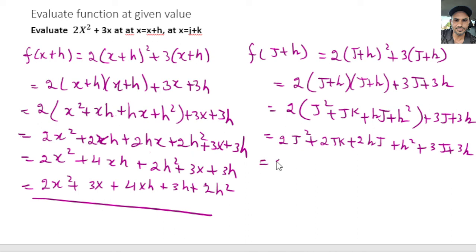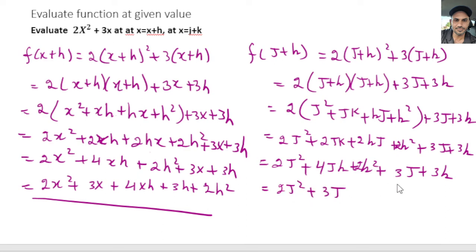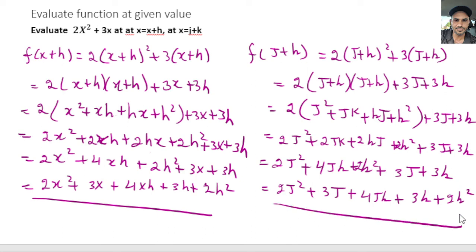And now we simplify this. We have 2j squared, and kj and jk are the same, so we add those two up. So 2 plus 2 becomes 4jk plus 2k squared, since there's a 2 right here too when you distribute 2 inside. Plus 3j plus 3k. Now I'm just going to rearrange the terms: 2j squared plus 3j plus 4jk plus 3k plus 2k squared. All right, so this would be the final answer for this particular expression. All righty.